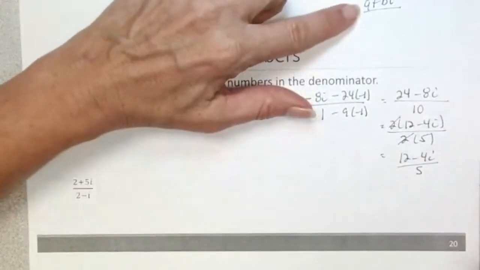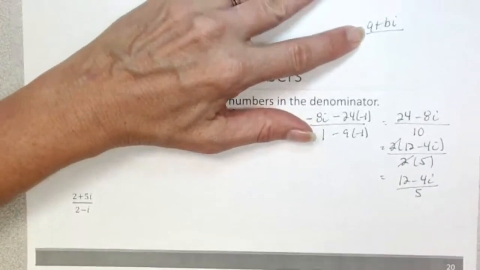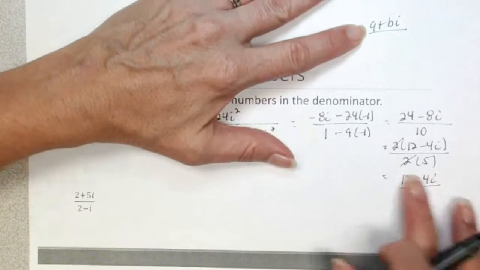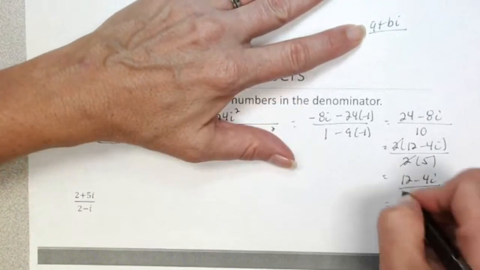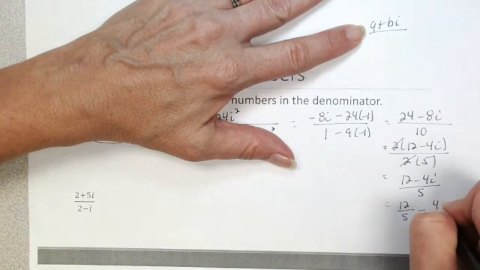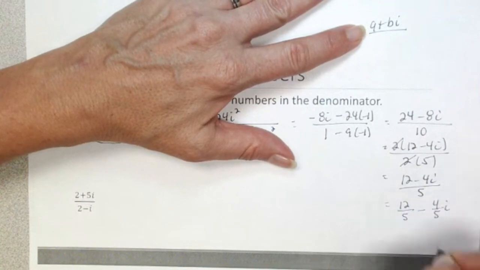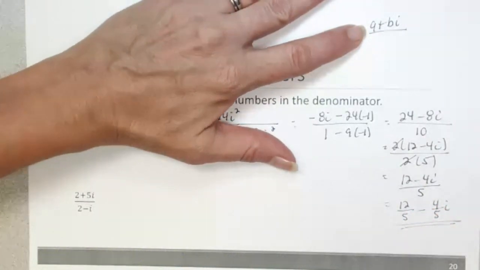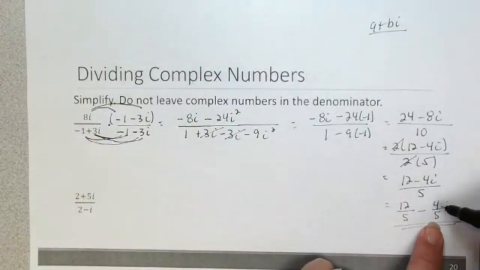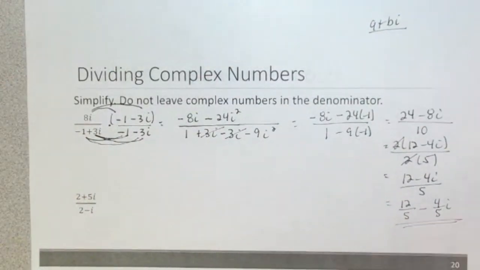Now, is that in the standard form that we need to see for a complex number? Is it a plus bi? Not quite exactly. We're going to need to split that out a little bit. We're going to want to say this is 12/5 minus 4/5 i. That's a better form to write that in. A is 12/5, plus b is -4/5 i.